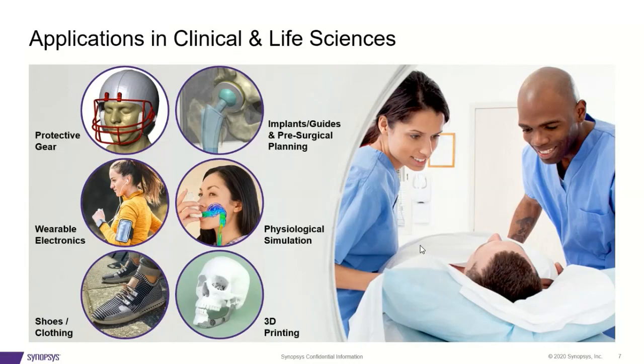So we have a lot of different applications. On the left, you can see more of the consumer products and consumer electronics areas: protective gear, wearable electronics, shoes, clothing. A lot of these types of companies who do simulation or design based around human anatomy use Simpleware to gain access to realistic patient-specific geometries. On the right side, you can see things such as implants or guides and pre-surgical planning. Anything with a patient-specific workflow where you need to go from image to model and feed that into your workflow, whether for 3D printing, design or simulation. You can do physiological simulations, and on the bottom is some 3D printing.